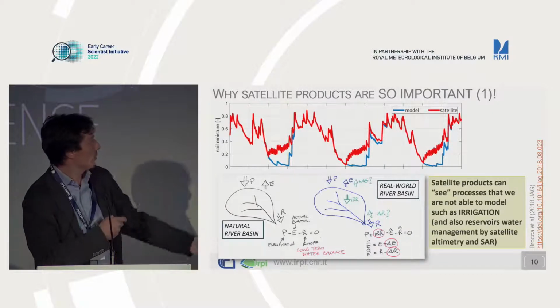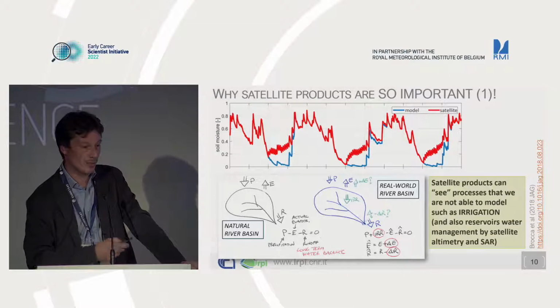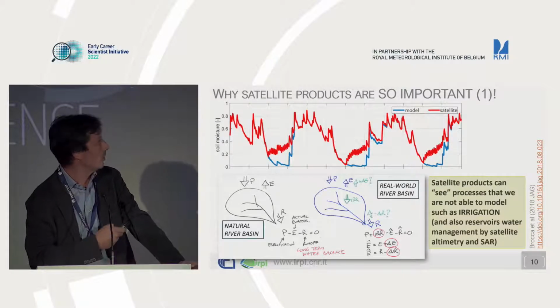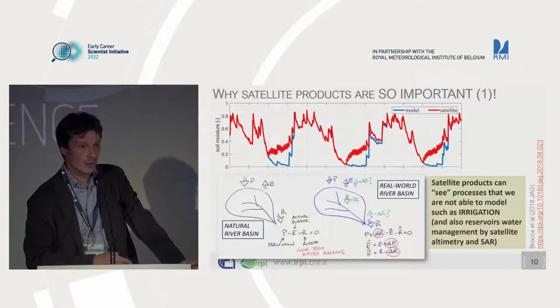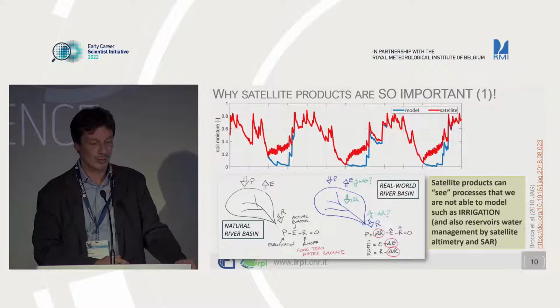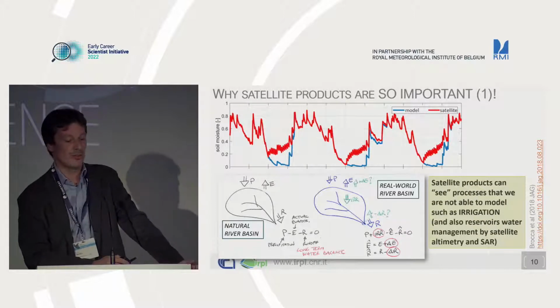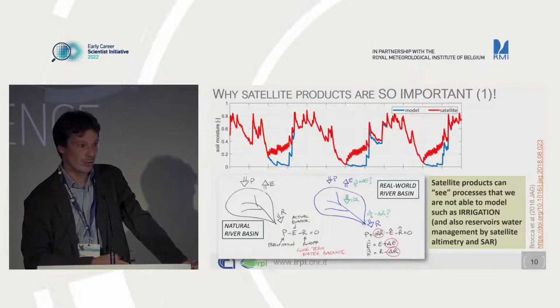Of course, soil moisture will be higher. And from satellite data, actually, we can measure this kind of increase with the satellite soil moisture data, similar to the evaporation data. So basically, by using satellite data, we can see processes that we are not able to model. That's why, for instance, satellite soil moisture or evaporation can help us.